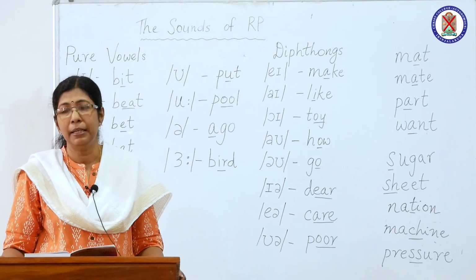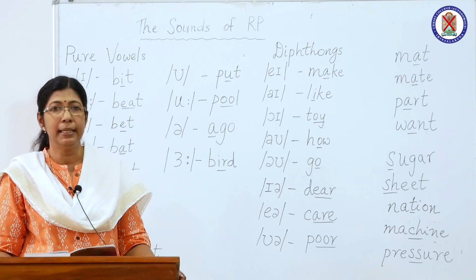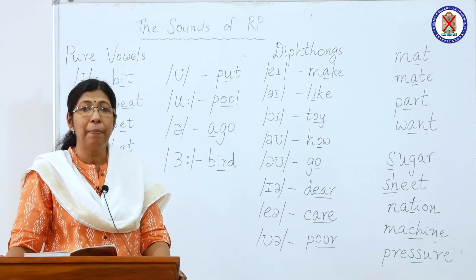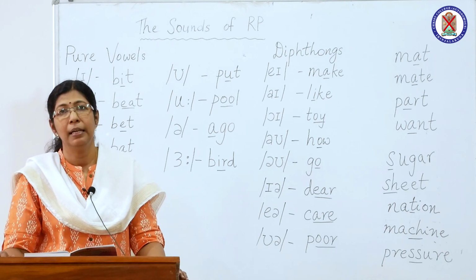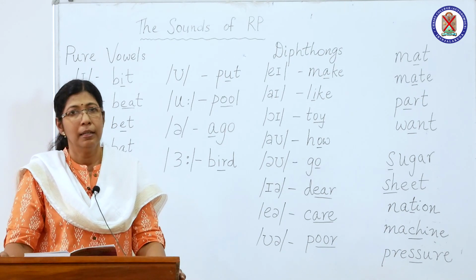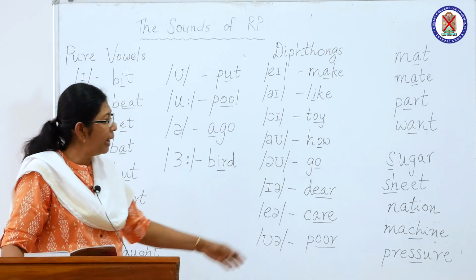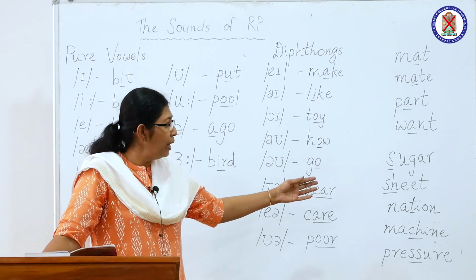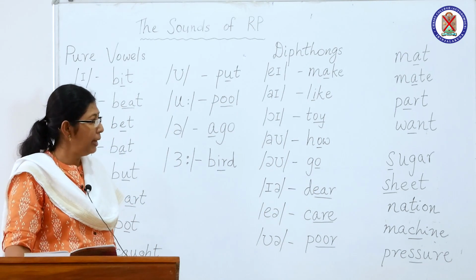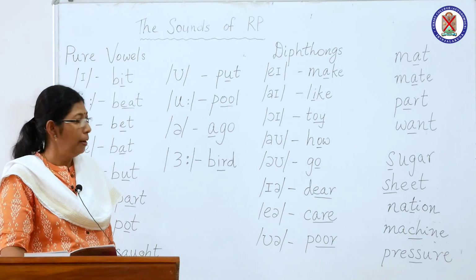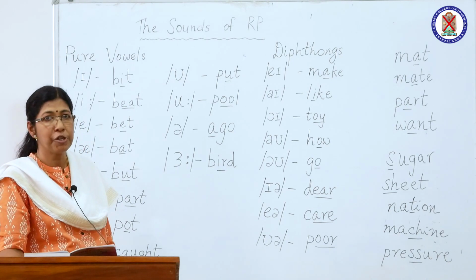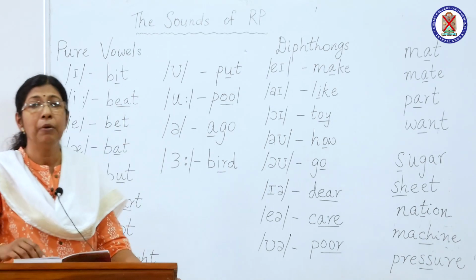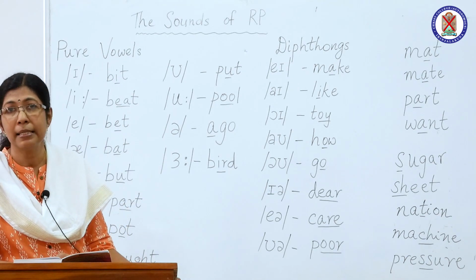Let me draw your attention to the second problem, that is, the same sound being represented by different letters of the alphabet. This will become clear if you take a look at these 5 examples. The words sugar, sheet, nation, machine, and pressure have the sound sh. But what about the letters that represent this sound?